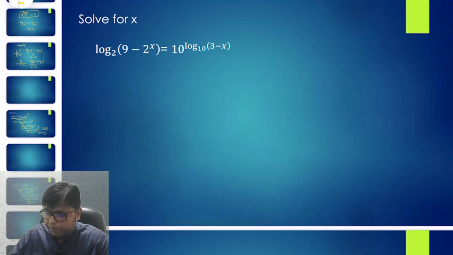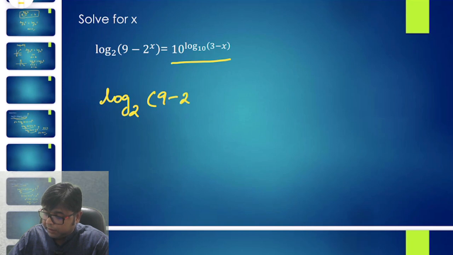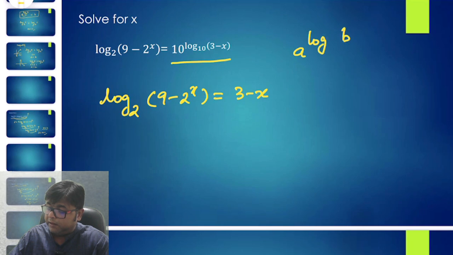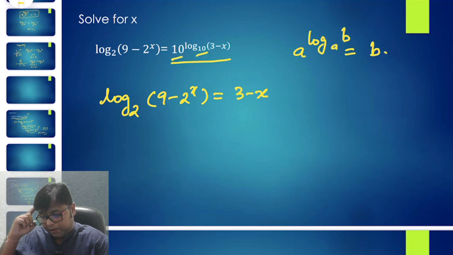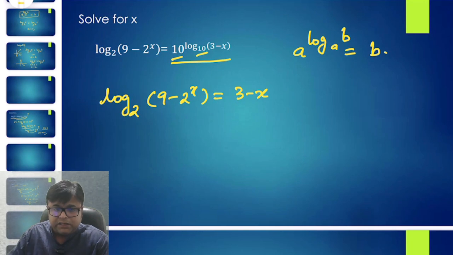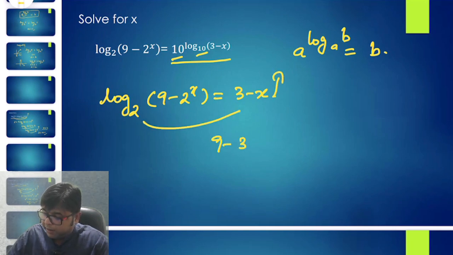Now, if I use the last property which I have told you, this will be log base 2 of (9 minus 2 to the power x) equal to 3 minus x. As I told you, a is b only, right? So these two are the same, it will be 3 minus x. Now if I change it to the exponential form, I'm going to get 9 minus 2 to the power x equal to 2 to the power 3 minus x.